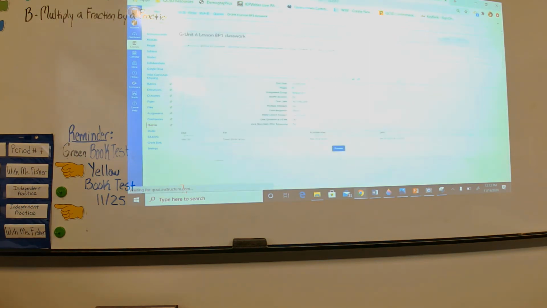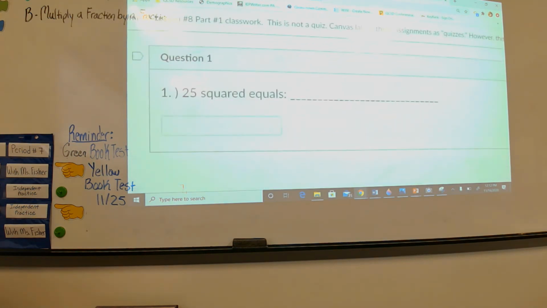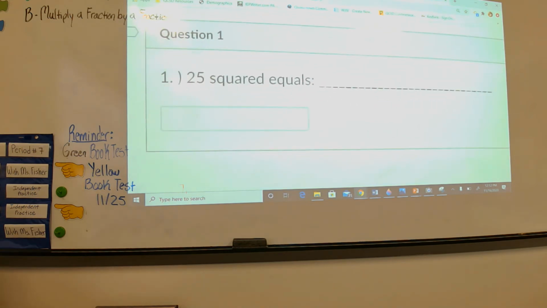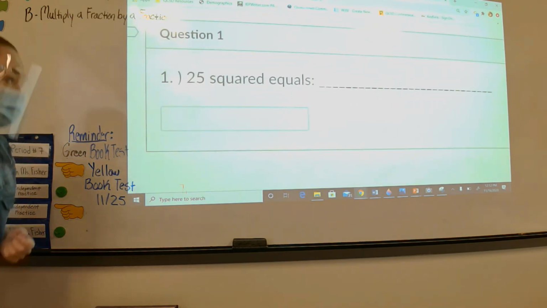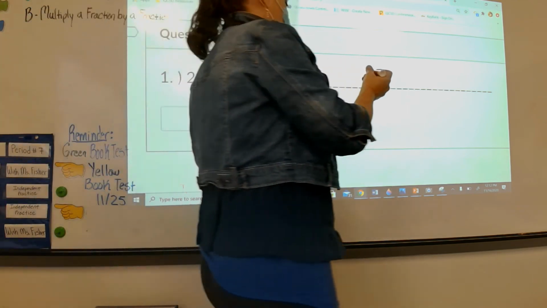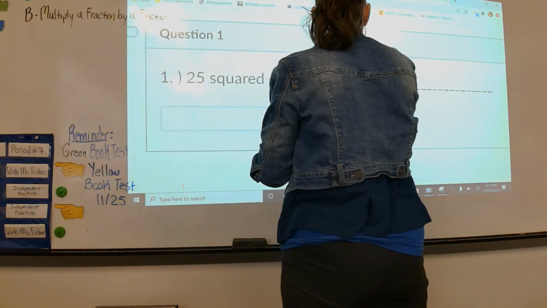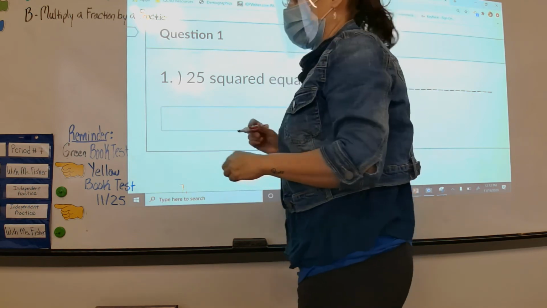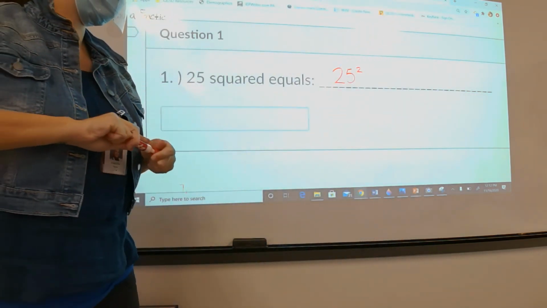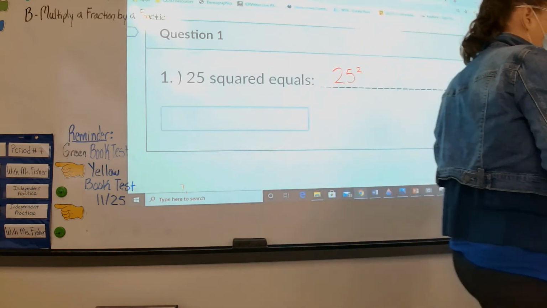Because the calculator does all the work for you for this section of it. All right, so let's take a look at what we're doing. So this first question is saying, remember, 25 squared. So they're saying 25 squared. Okay, so you need your calculator.